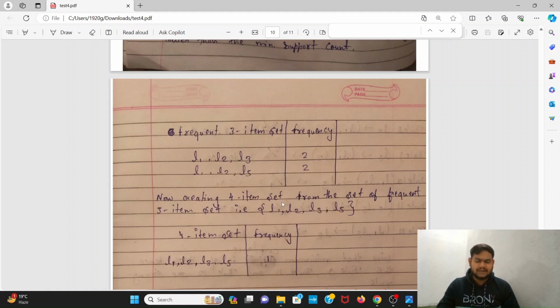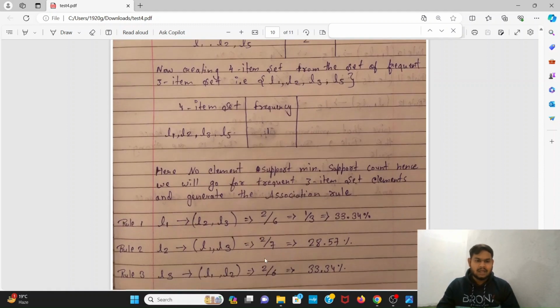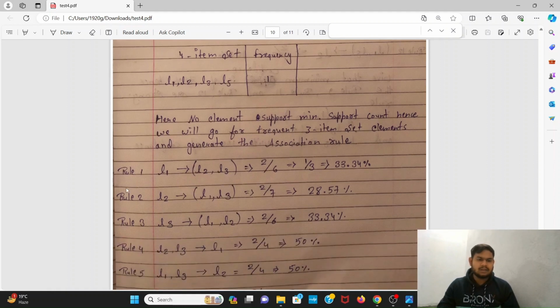Now creating four item sets from the set of frequent three item sets, that is L1, L2, L3, L5. The four item set is L1, L2, L3, L5 frequency 1. Here no element satisfies the minimum support count, hence we will go for the frequent three item set elements and generate the association rules. Rule 1: L1 to L2, L3 equals 2 by 6, which equals 33.34%.